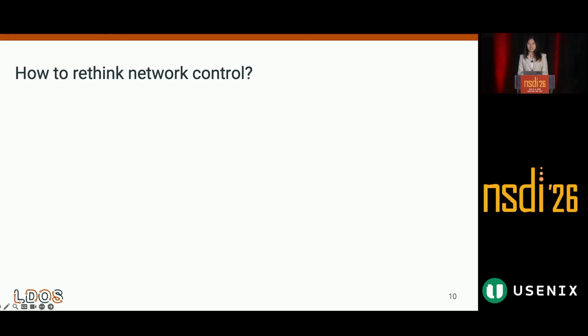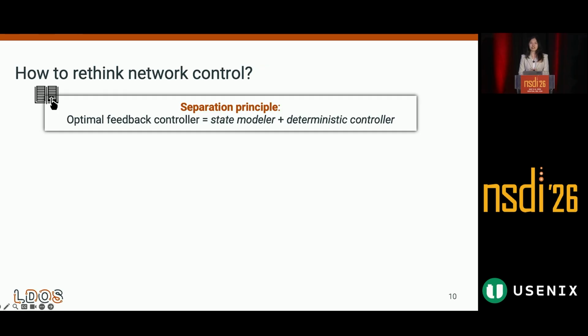And with this embedding, the next question is, how do we rethink network control? In control theory, there is a classical principle called the separation principle. What it states is that an optimal feedback controller can be decomposed into two parts. The first part is an optimal state modeler. And then with that, the deterministic controller can take its state representation and make decisions. The previous insight of how to build an accurate state representation allows our framework Unum to instantiate this principle. And it's a fundamental refactoring of how we design network control.